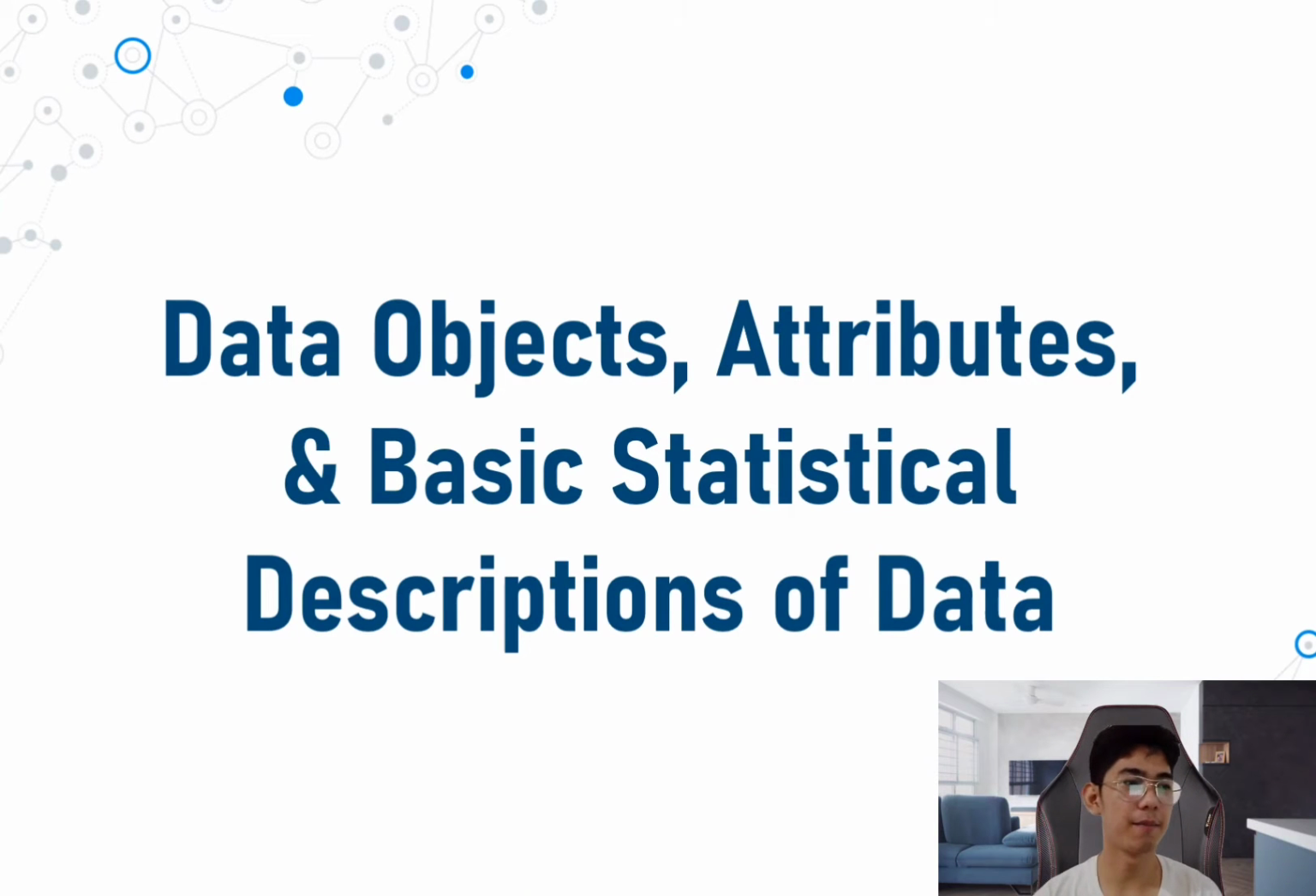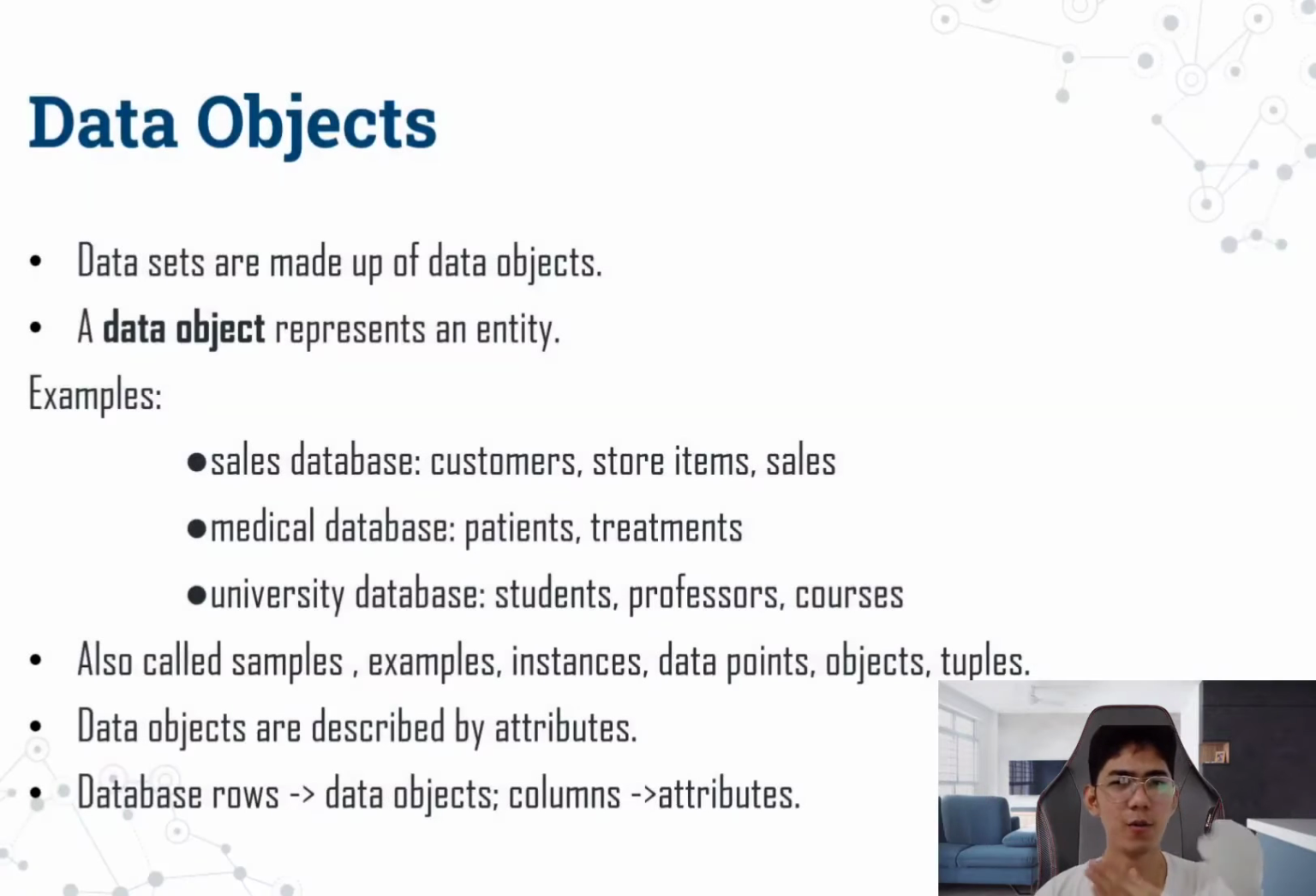We are from BSA33B, and today we're going to discuss data objects, attributes, and basic statistical descriptions of data. So, what are data objects? Datasets are made of data objects, and a data object represents an entity.